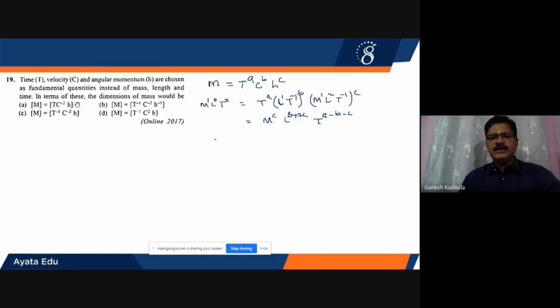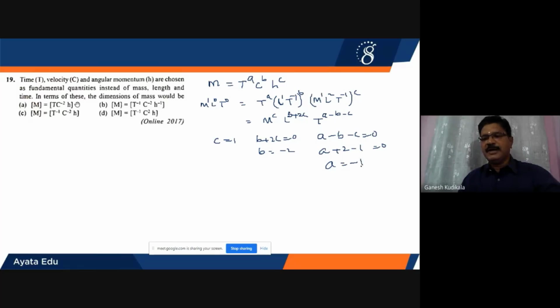Okay, comparing, the c value will be equal to 1, and b plus 2c will be equal to 0. When c is equal to 1, I'll get b equal to minus 2, and a minus b minus c will be equal to 0. So here c is 1 and b is minus 2. Minus of minus 2 will become plus 2. Plus 2 minus 1 is equal to 1, therefore a will be equal to minus 1.